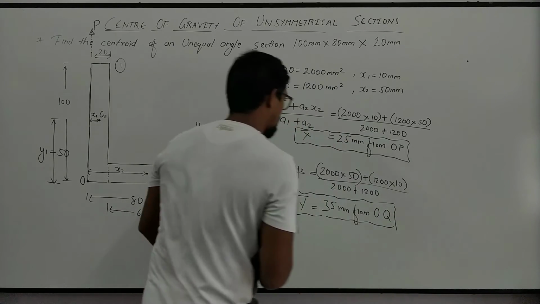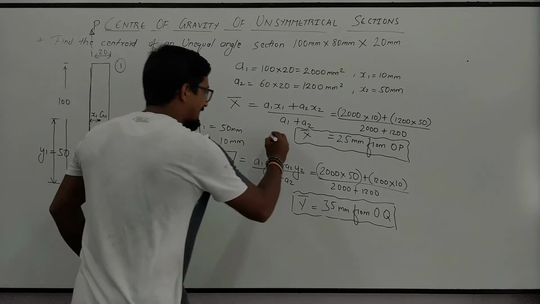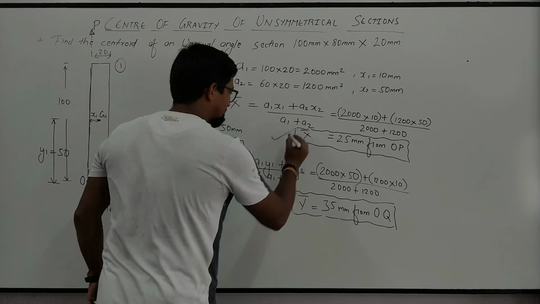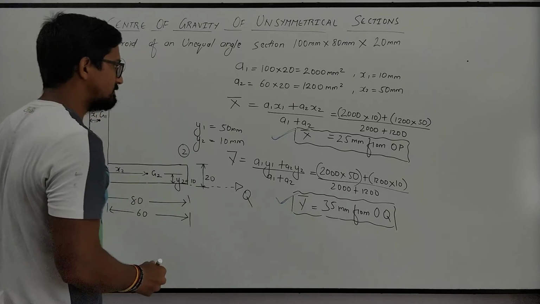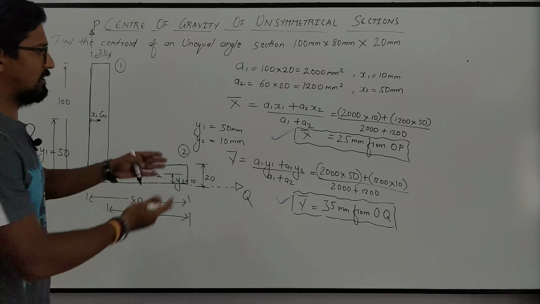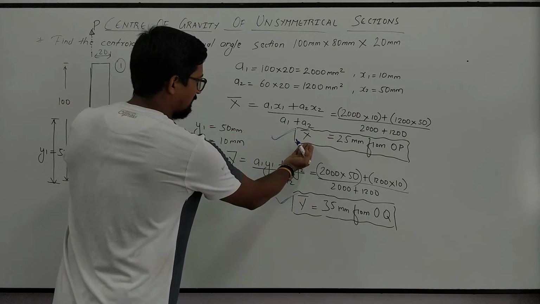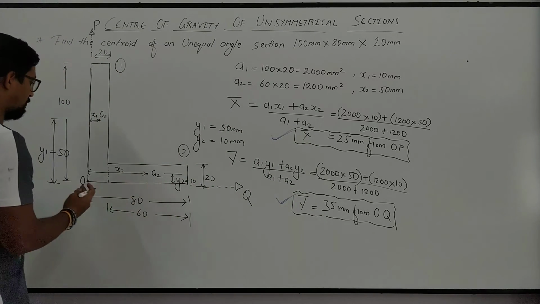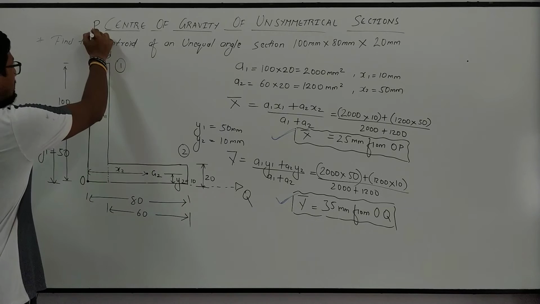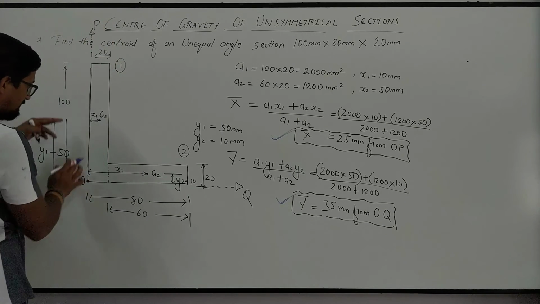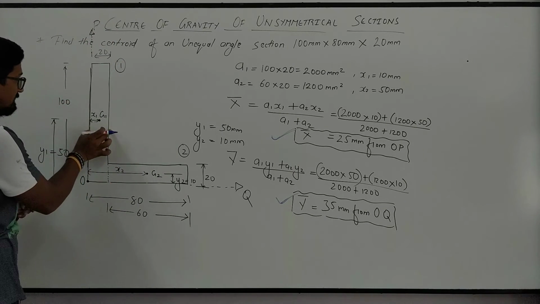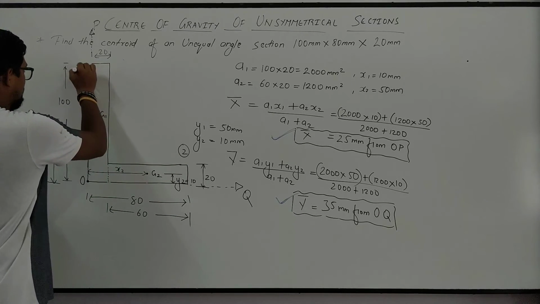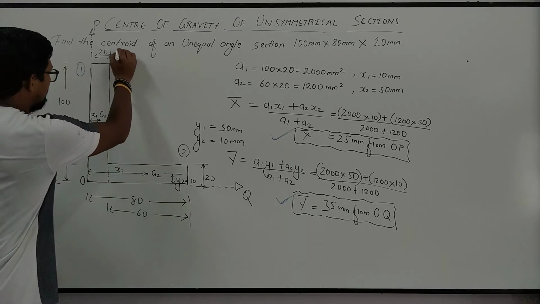So now we got our x bar value and our y bar value, so our CG can be located. Now we have to put this value of x bar and y bar in the figure. So x bar is 25 mm from OP. So OP, this is OP. So it is 25 mm from OP. So this is 20. I will rub this. So this is 20.